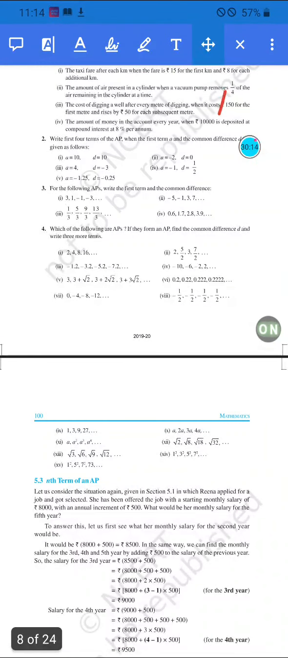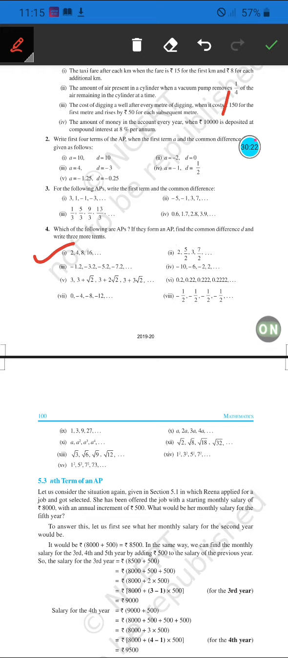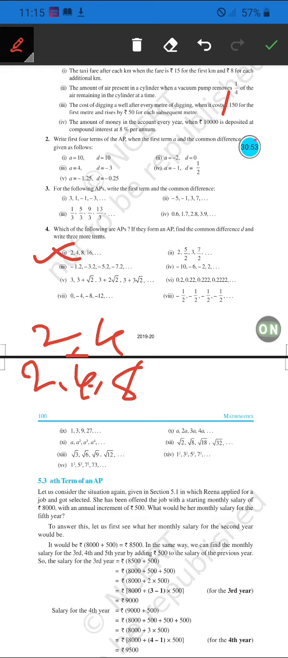Okay. First, observe whether it is in AP or not. In the first question, is it in AP or not? What is the difference between 4 and 2? It is 2. What is the difference between 8 and 4? That is 4. So the common difference is not equal here. The difference from 2 to 4 is only 2, and from 4 to 8 the difference is 4. So it is not equal. The common difference in the first two terms is 2 and in the next two terms is 4. So the first progression is not in AP. Okay.